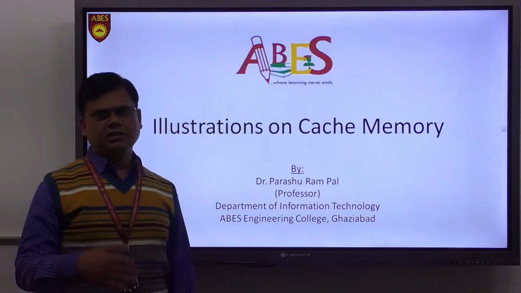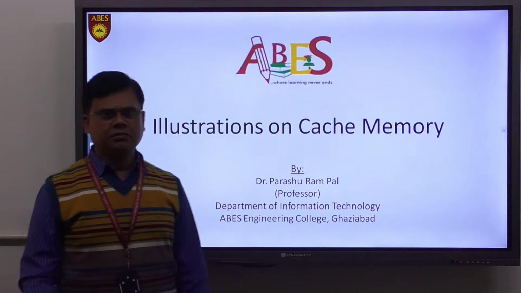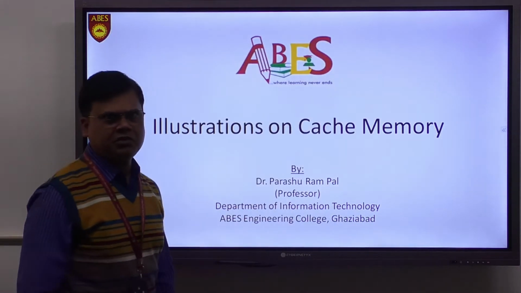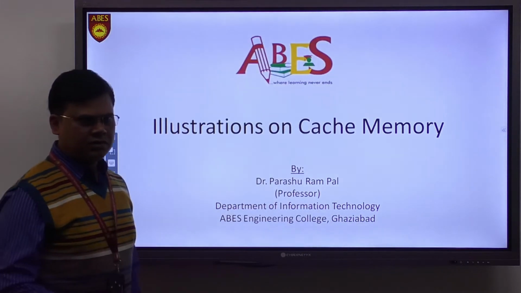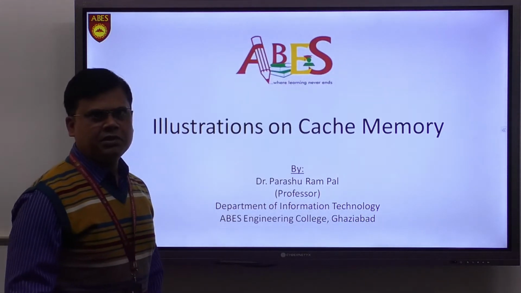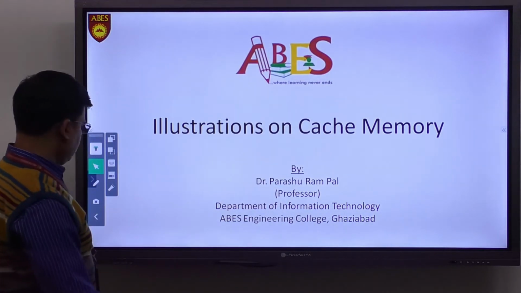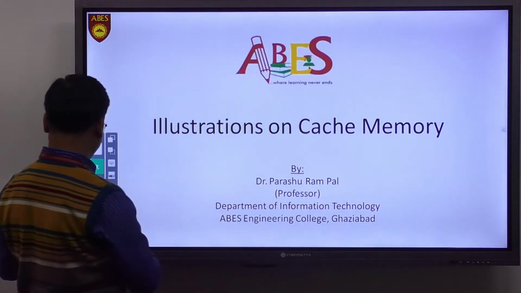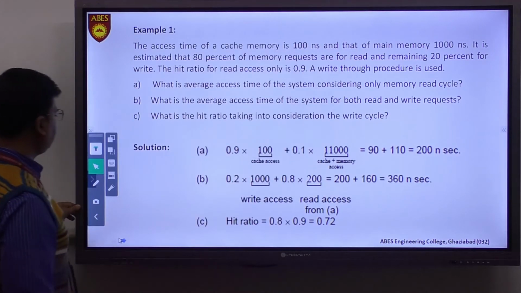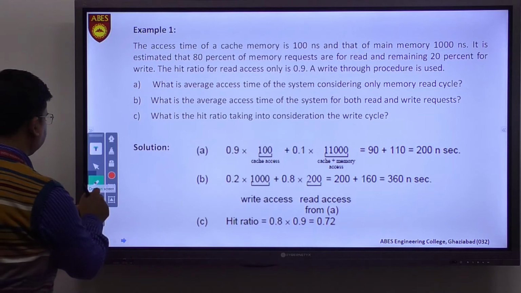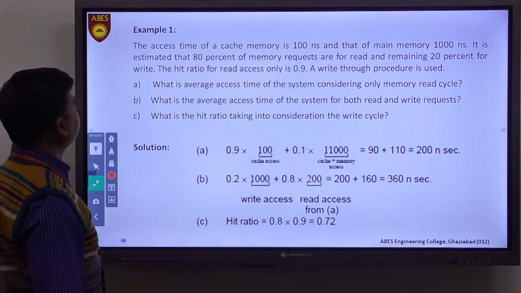In the previous lecture, I discussed the cache memory and various kinds of mapping of the cache memory. In this example, I am going to solve some examples based on the cache memory. This is the first example. Let's read this example first.